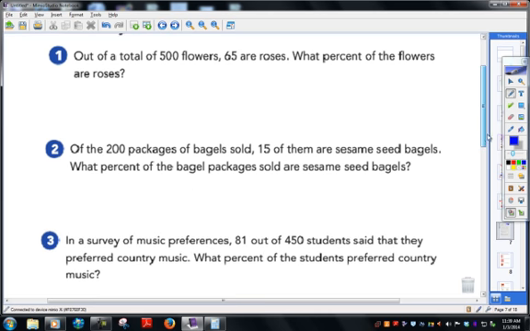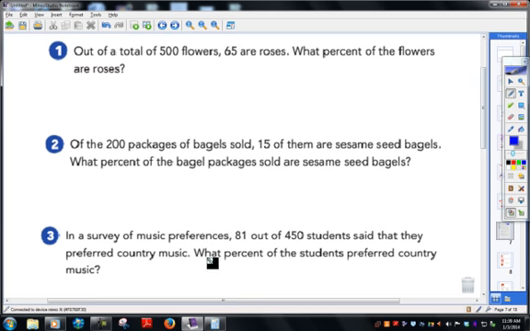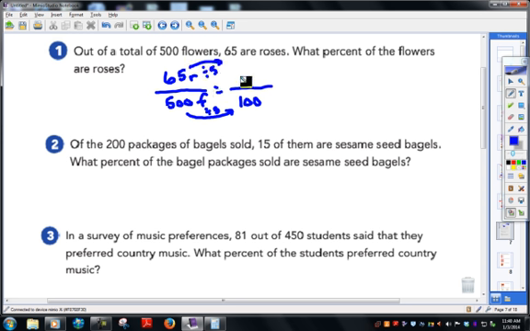Okay, out of 500 total flowers, 65 of them are roses. Okay, so I have 65 roses. I have 500 flowers. Okay, what percent of the flowers are roses? Well, we'll just do it this way this time. You could just divide 65 divided by 500, get a decimal or a regular number, and then multiply by 100 to get a percentage. Or you could look at this and say, oh, I know that I'm dividing by 5 here. I know that I'm dividing by 5 here. And I'm going to get 13%.